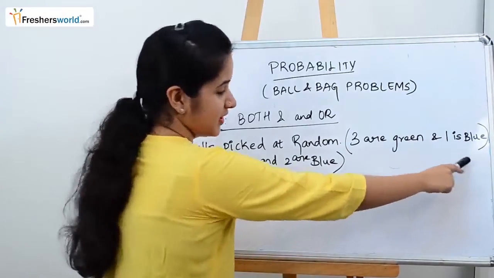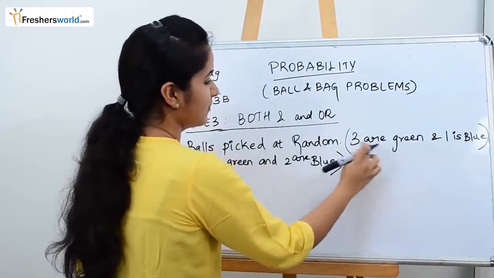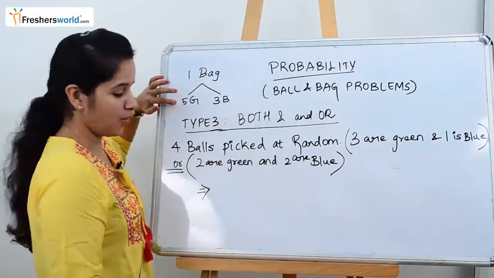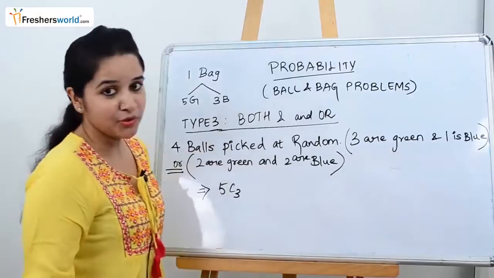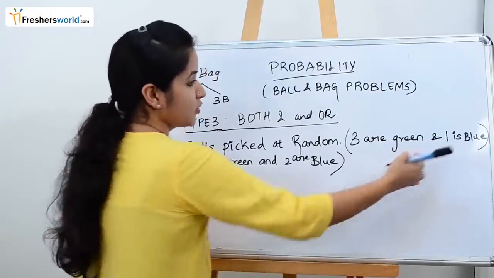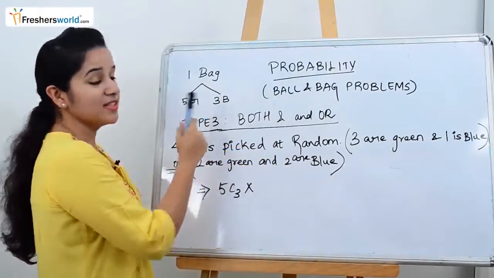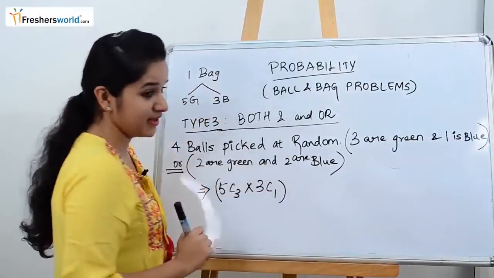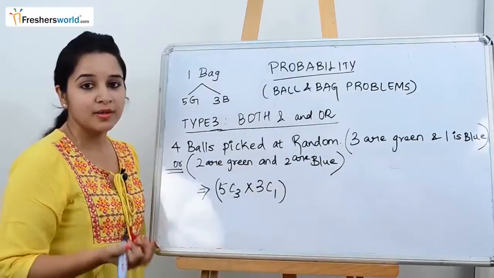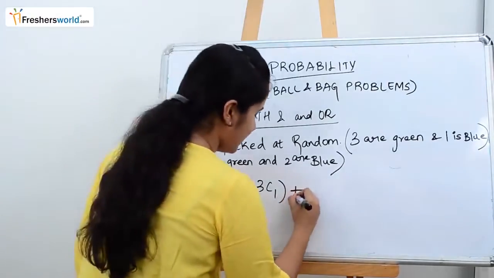So for this, 3 are green. How much from 3 you are taking? So there are 5 green balls. So 5C3. If you see AND, what do you do? You multiply. So 1 is blue, out of how many balls? 3 balls. So 3C1. Put a bracket. Now OR means addition. So you add it here.